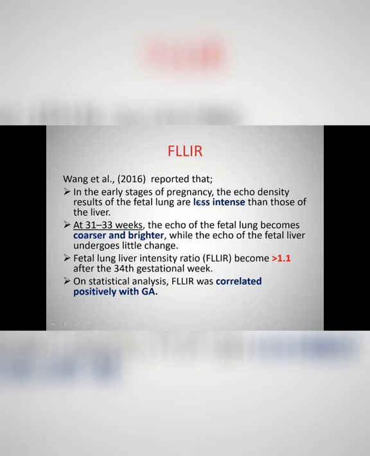In the early stages of pregnancy, the echodensity of the lung is less intense than that of the liver. Starting from 31 to 33 weeks, the echo of the fetal lung becomes coarser and brighter, while the echo of the fetal liver undergoes little change. So there will be a difference between the fetal lung and the fetal liver. The fetal lung-liver intensity ratio becomes more than 1.1 after 34 weeks gestational age, and on statistical analysis this ratio is correlated positively with the gestational age.